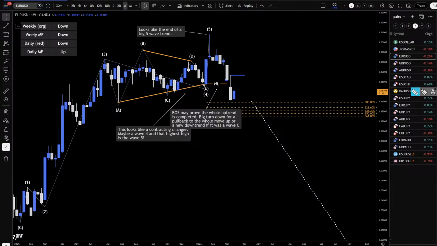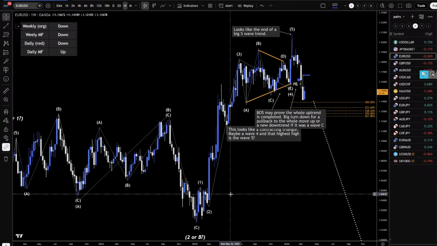On the weekly time frame, the euro dollar broke structure this last week. This is the first break of structure we've had since the beginning of 2025, so about one year and four months. That is extremely significant in my eyes. That means we're either going to make an ABC pullback that would look something like this, or if this really is a wave C, like I think it is, then this is going to be a downtrend. I think the euro dollar potentially could go all the way back to parity by maybe August or so.